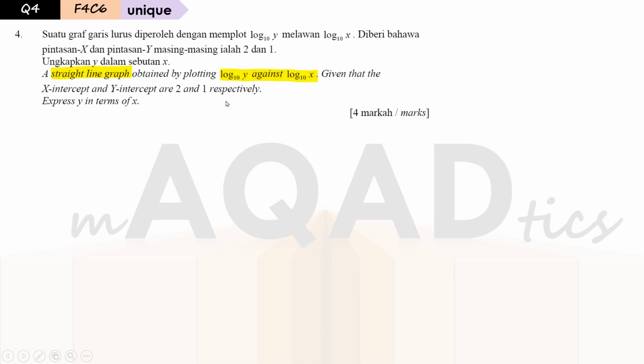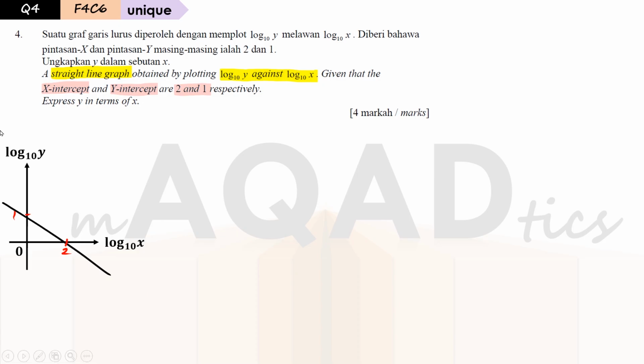It is obtained by using the axes log base 10 y and log base 10 x. So let us draw out this graph and we use the axes in here. The y-axis will be log base 10 y and the x-axis will be log base 10 x. They also give us another information, which is the x-intercept is 2 and the y-intercept is 1. So if we assume that the 2 here is somewhere here and the 1 is somewhere here, then we can draw the line. It will be something like this.